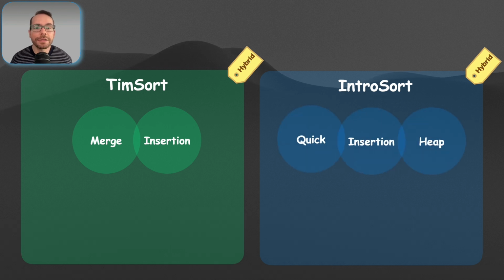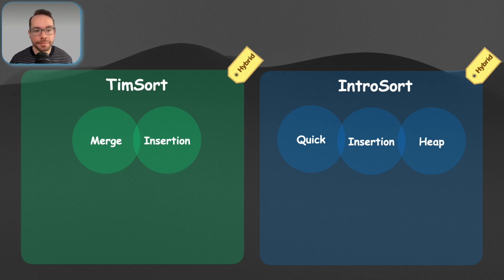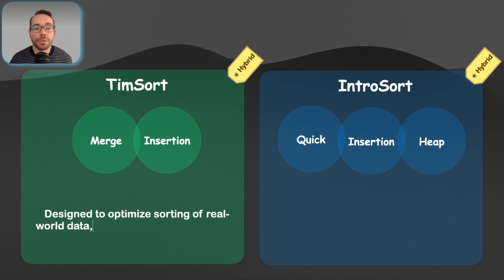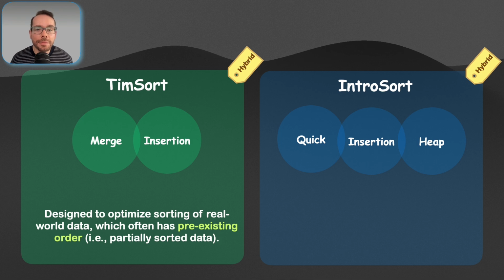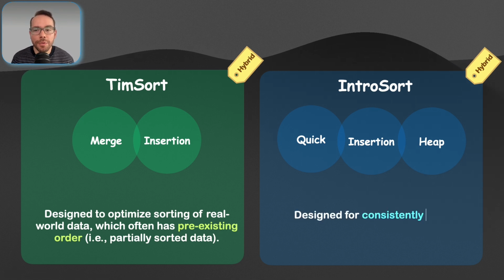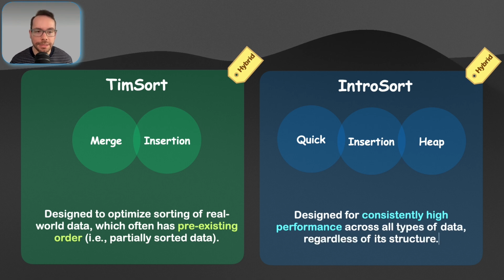Introsort, on the other hand, starts with quicksort but switches to heap sort when recursion depth exceeds a certain level. This gives it the speed of quicksort with the worst-case guarantee of heap sort. Timsort excels with real-world data, which often comes in partial order, while Introsort ensures consistent performance across all cases.